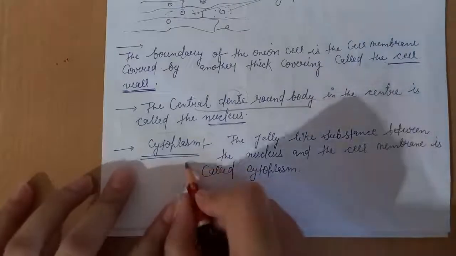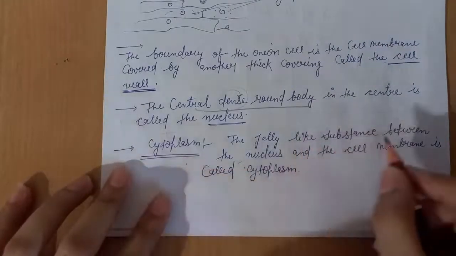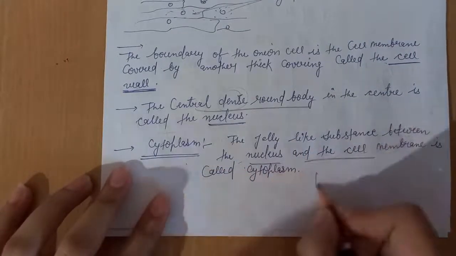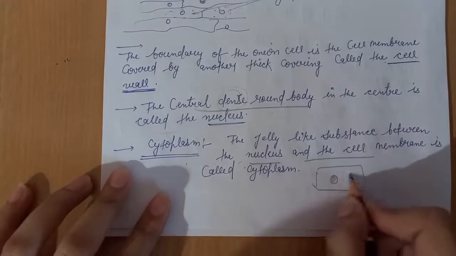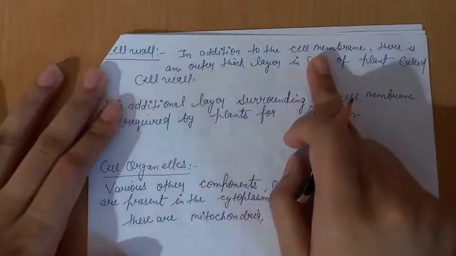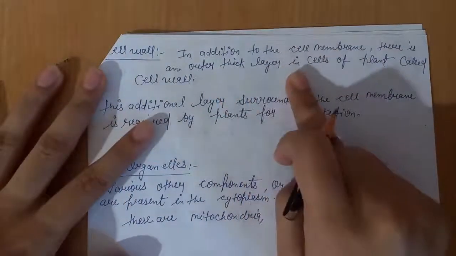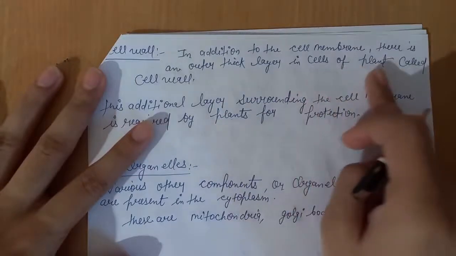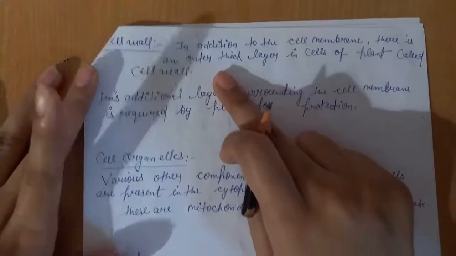Okay, and next is cytoplasm. What is cytoplasm? The jelly-like substance between the nucleus and the cell wall. Between the nucleus and cell membrane we call it cytoplasm. Next is the cell wall. In addition to the cell membrane, there is an outer thick layer in the cells of plants called the cell wall. You know about this?